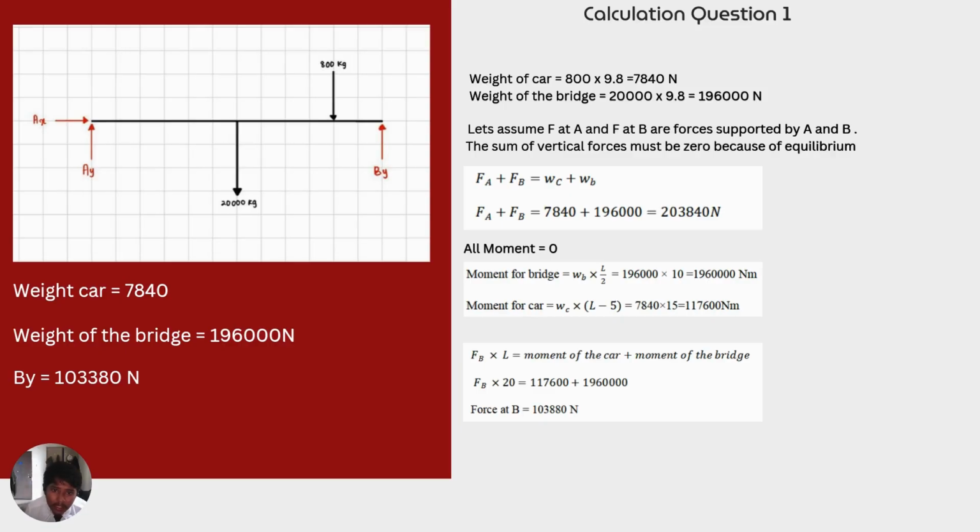Next, we can conclude that all moments sum to 0 to make the equilibrium. So we can find the force at B. The force at B is equal to 103,880 Newton to balance the car weight. Thank you for question 1.